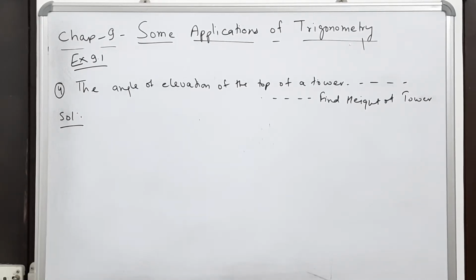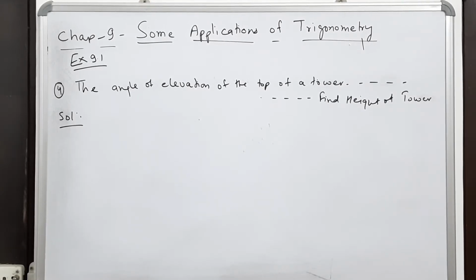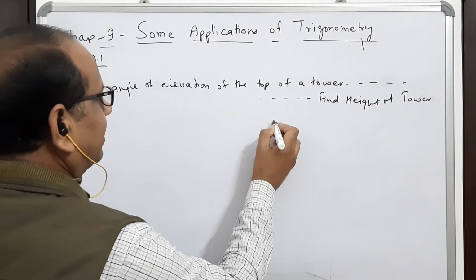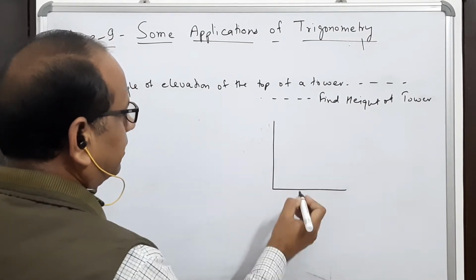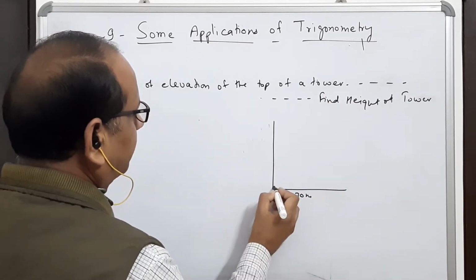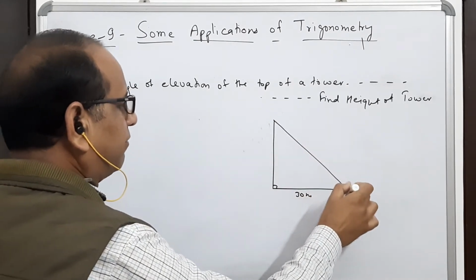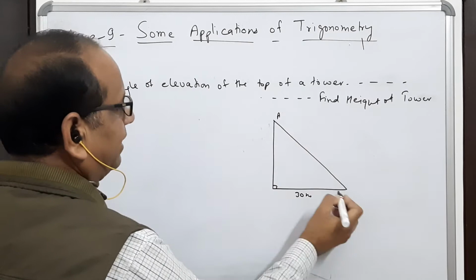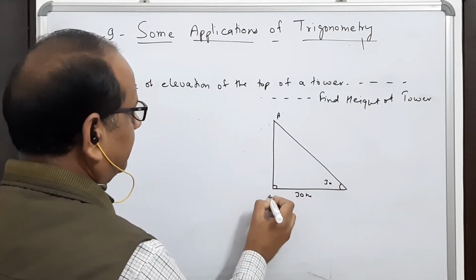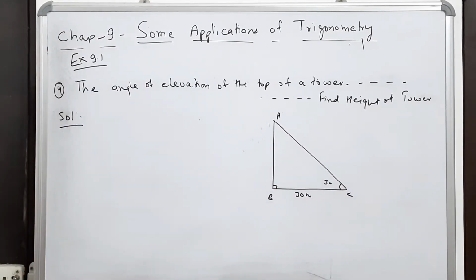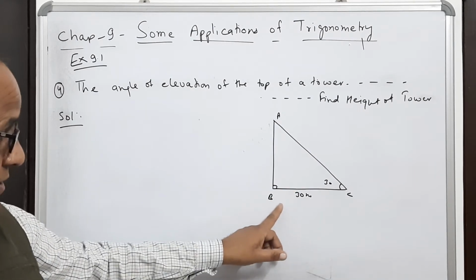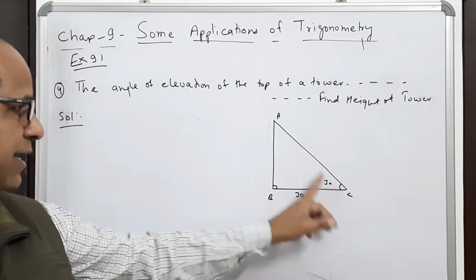Yes, students, see the next problem. The angle of elevation of the top of a tower from a point on the ground which is 30 meter away from the foot of the tower is 30 degree. There is a tower here and a point which is 30 meter away from the foot of the tower. From this point, the angle of elevation is 30 degree.